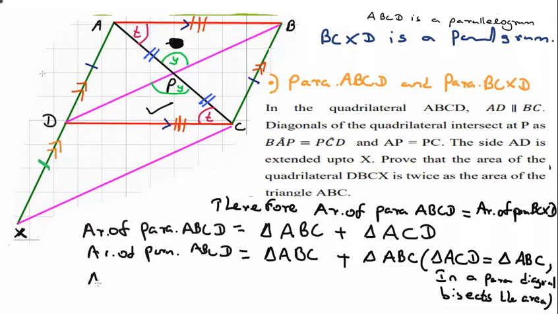So then area of parallelogram ABCD is equal to what? Area of, you can say plus, when you add triangle ABC with triangle ABC, what do you get? You get two triangle ABCs. So two times the area of triangle ABC.